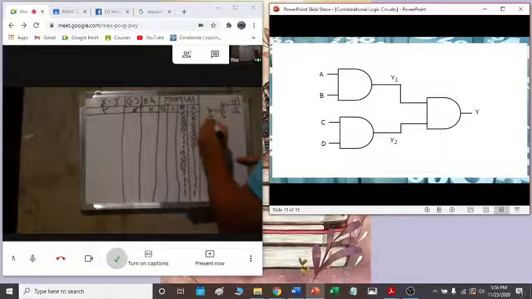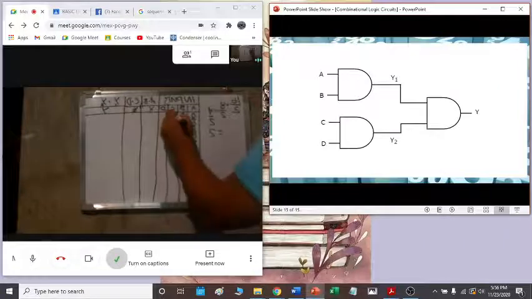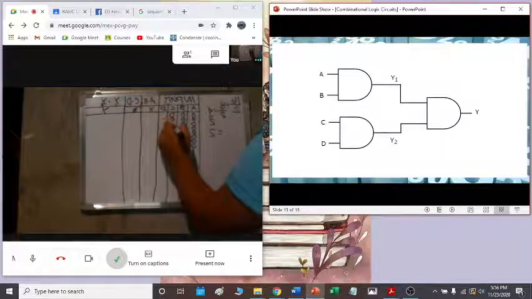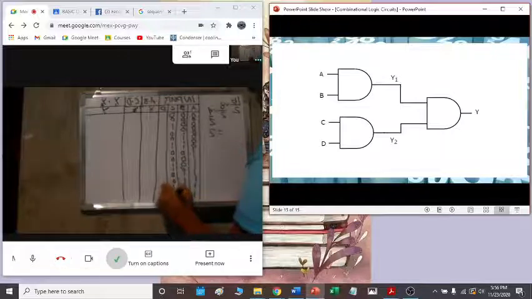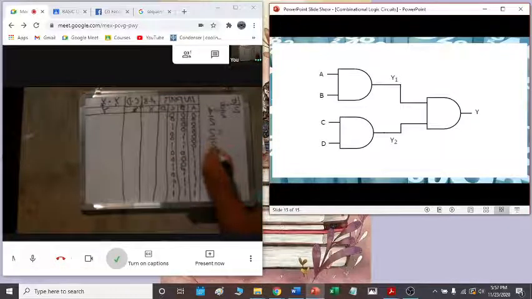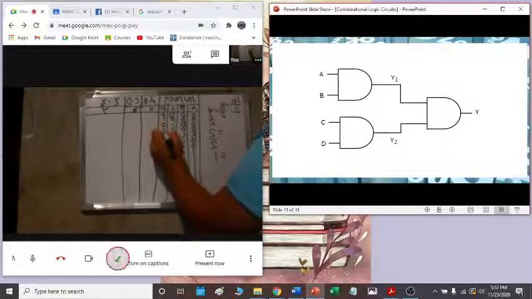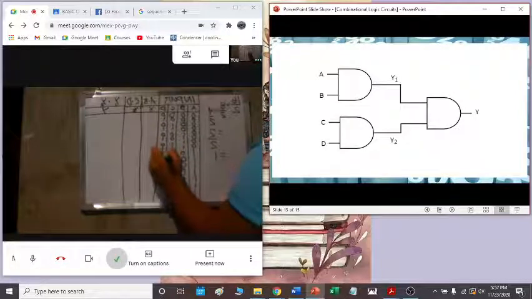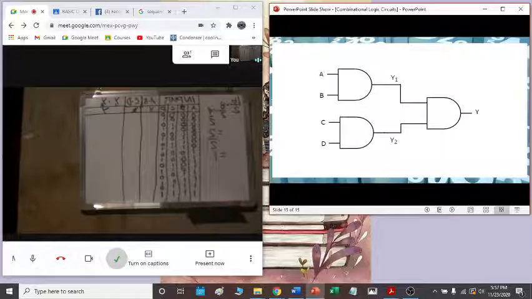The same for C, divide by 2, which is equal to 2. So the pattern is two at a time for every 0 and 1. So 2 zeros, 2 ones, and for the last, 2 divided by 2 is equal to 1. So one at a time. 0, 1. So these are your 16 possible input combinations.